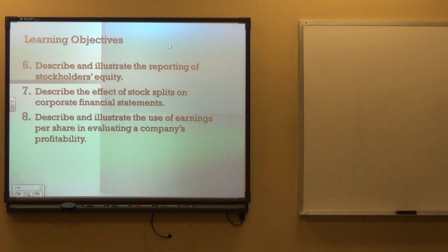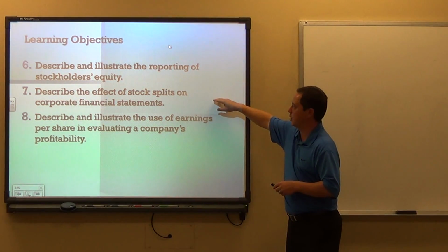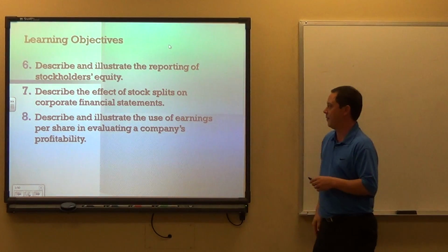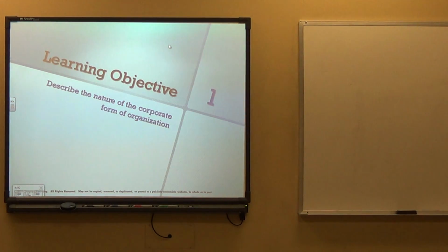what that really means. Describe and illustrate the reporting of stockholders' equity, then talk about stock splits, and then finally take a look at earnings per share, which you probably have heard about a few times. So we'll talk a little bit about what those things are. All right, so chapter 11.